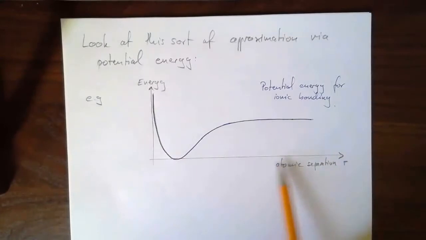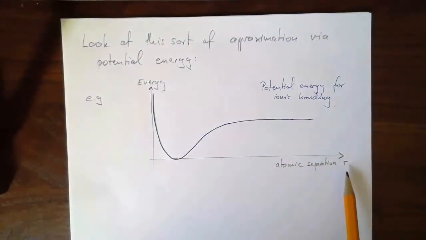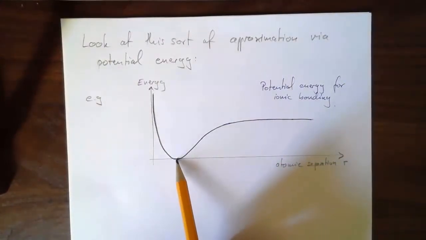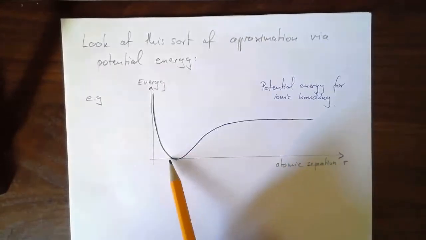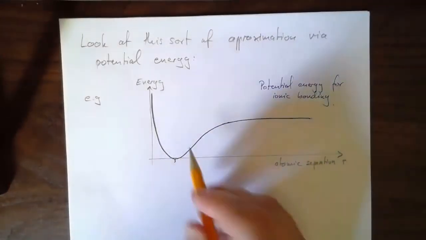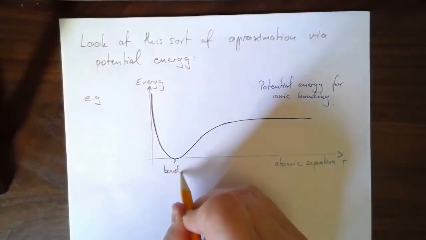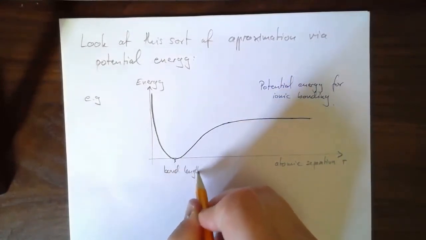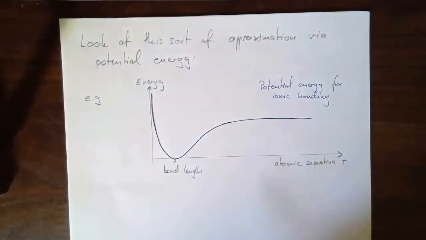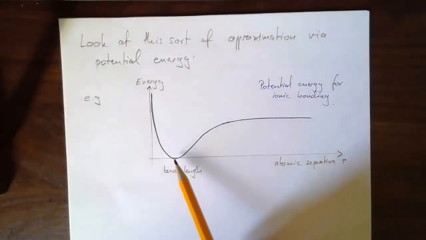So on the bottom here, you see the atomic separation. Now you can tell there's this point here. This is the lowest energy, which means if the system of two atoms is at a fairly low energy, they have to be somewhere like this. So this would be the bond length. If you've done chemistry, it probably means a lot to you thinking about this kind of situation.